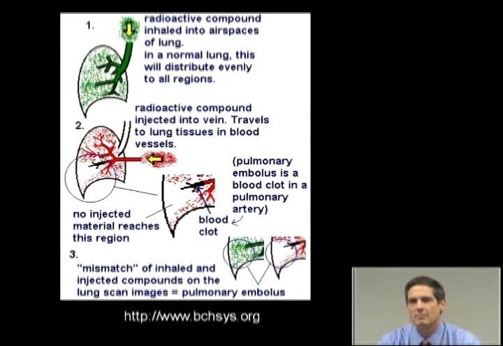After that, because there won't be any flow to areas that are abnormally ventilated, you also do a ventilation study. If the area is abnormally ventilated, for example, if there's a mass there, or if it's an area of bullous emphysema, then the ventilation study will also be cold in the same spot. Those matched areas are not suspicious for pulmonary embolism. Areas that are mismatched between the ventilation and perfusion study are suspicious for pulmonary embolism.